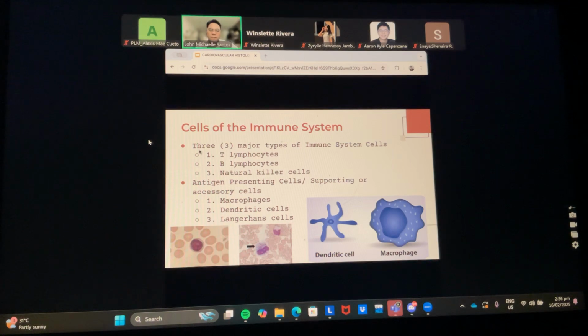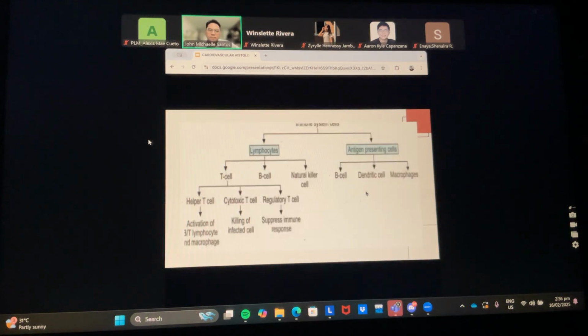Okay, so you have three different types of immune cells. You have your T cells, B cells, and your natural killer cells. And you also have your antigen-presenting cells, which are made up of your macrophages, dendritic cells, and your Langerhans cells. So this is a picture of your lymphocyte. It can either be a B cell or a T cell. Histologically, you cannot differentiate them. And then this is your natural killer cell. And then this is your dendritic cell and your macrophage.